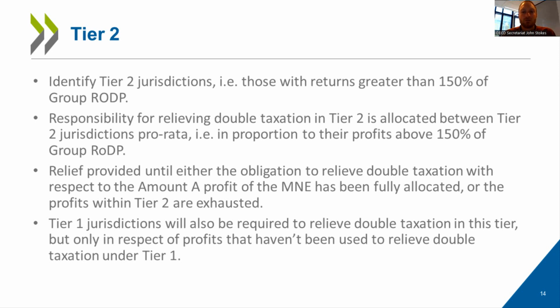As I mentioned a moment ago, the tier 1 jurisdictions will also be required to relieve double taxation in tier 2, but only in respect of the profits that haven't been used to eliminate double taxation in tier 1. So a tier 1 jurisdiction will also be in tier 2, but they will not be required to eliminate double taxation on the same profits against which they have provided double taxation relief in tier 1.